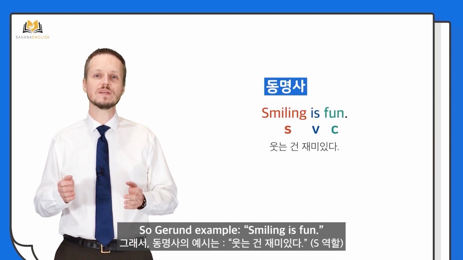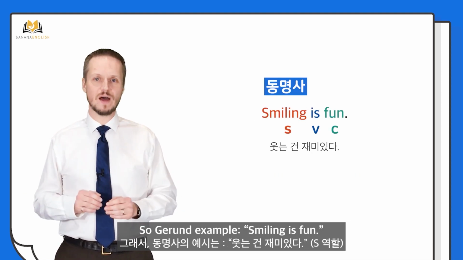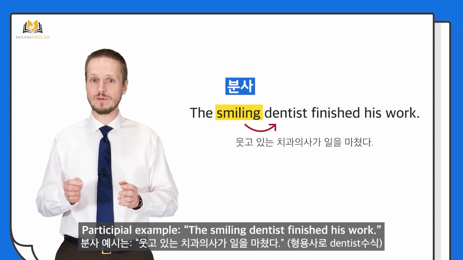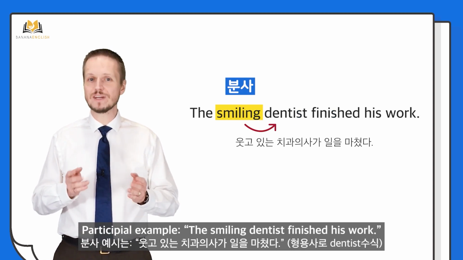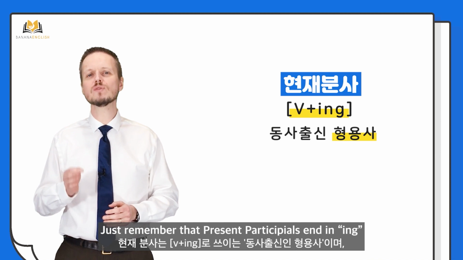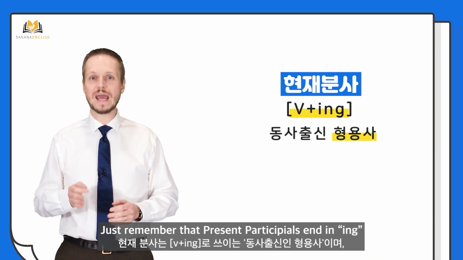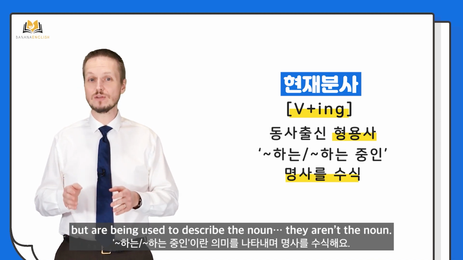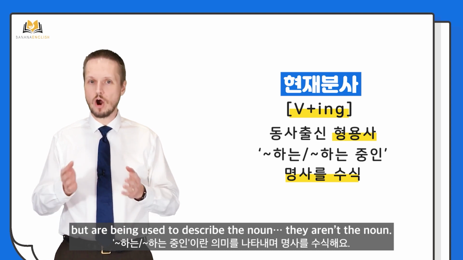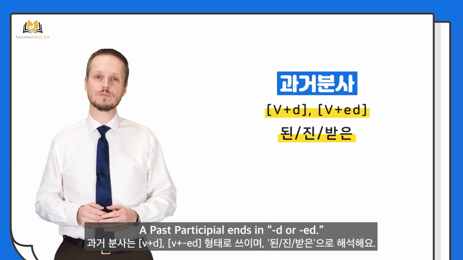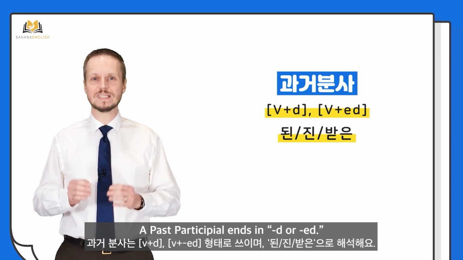So, gerund example, smiling is fun. Participial example, the smiling dentist finished his work. Just remember that present participles end in ing but are being used to describe the noun. They aren't the noun. A past participial ends in d or ed.